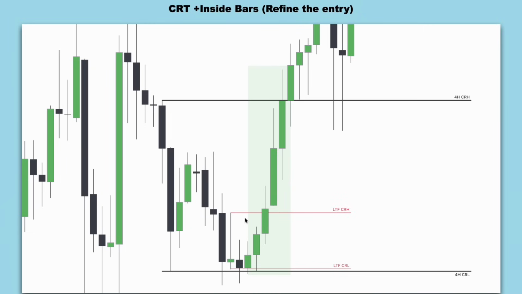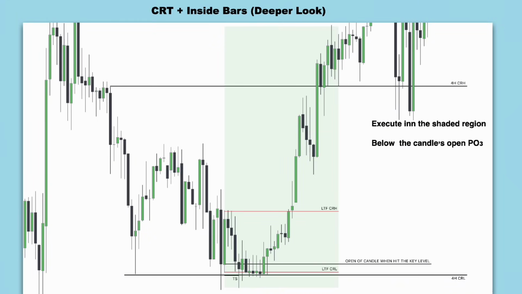When you move to the 1 hour time frame, you can refine your entry by looking for a lower time frame CRT. The CRT low and high on the higher time frame come from the 4 hour chart, so you drop down to the 1 hour chart to find your lower time frame CRT. On the 15-minute chart, you can refine the entry even more.